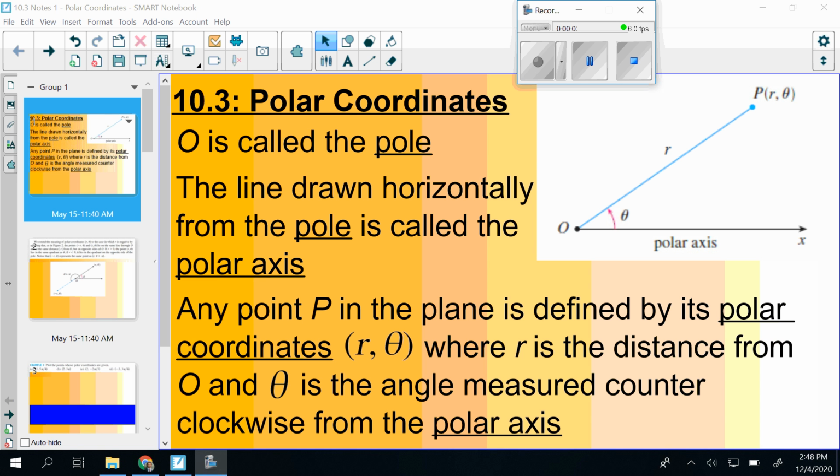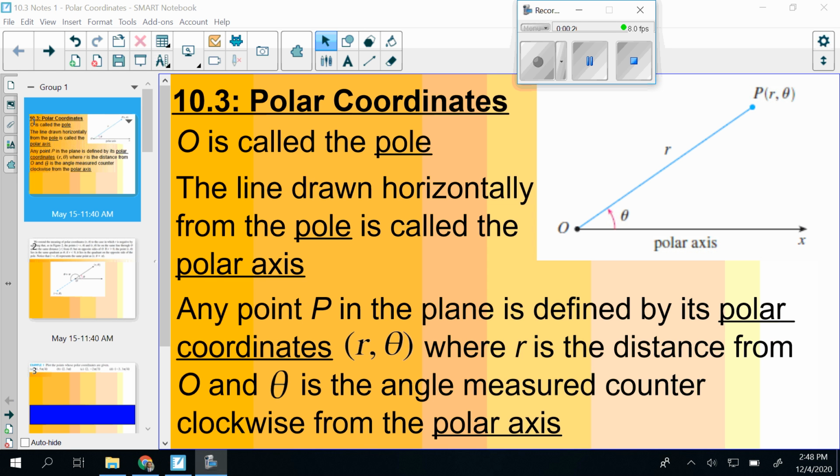All right, today we're going to be introduced to polar coordinates. Polar coordinates are a way of describing points that are not in our Cartesian system where we have x, y. So in polar coordinates, we have two things. We have r and theta.